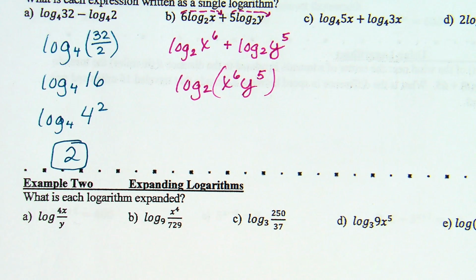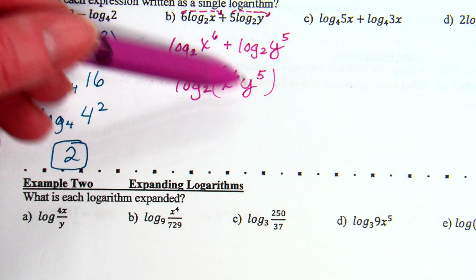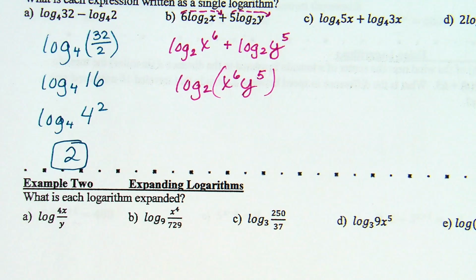Well, but it is, because the 2 is the base, so there has to be something inside the logarithm, and that's what it is. This one's kind of borderline. If you don't put the parentheses, it becomes, okay, x to the 6th is inside the logarithm, but is y to the 5th, or is that being multiplied? You know, just something you have to be careful of.